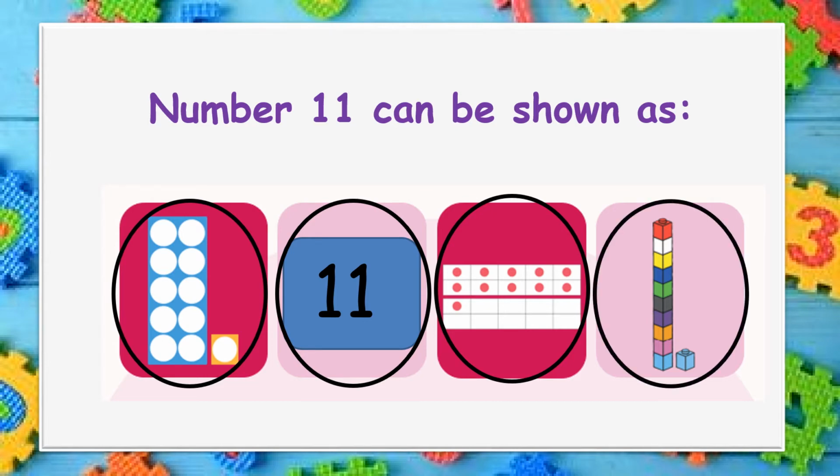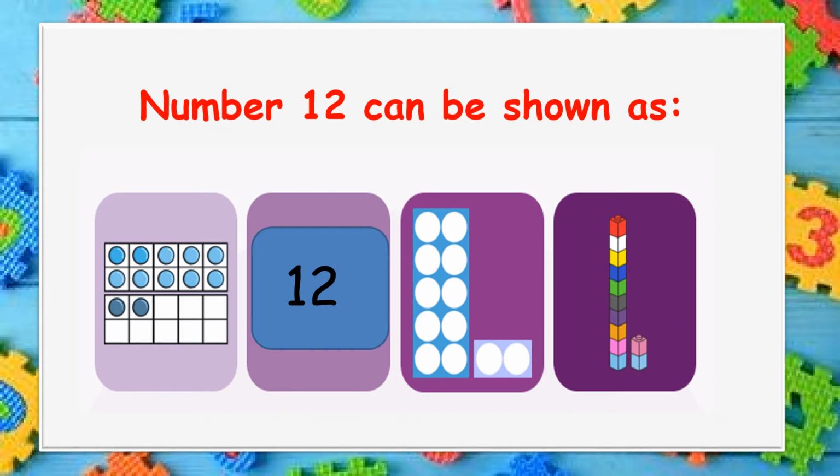And in this picture we can see there are blocks stacked 10 and we added one more block to show 11. So can you count the blocks? 1, 2, 3, 4, 5, 6, 7, 8, 9, 10. 10 and then how many we added to make it 11? Yes, 1. So that means 10 blocks and one more block make 11.